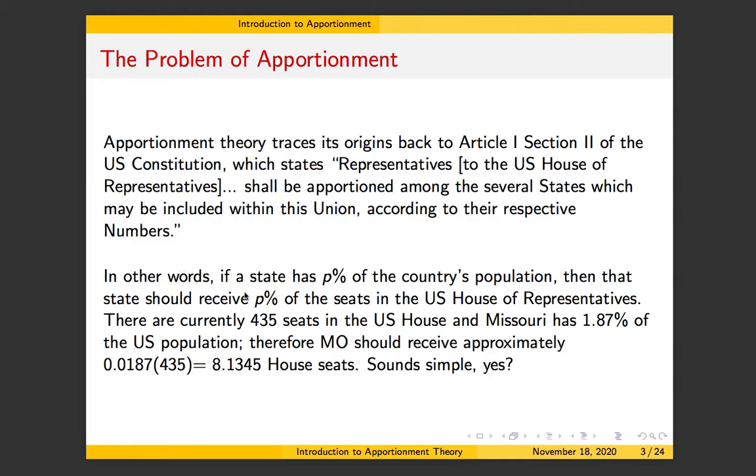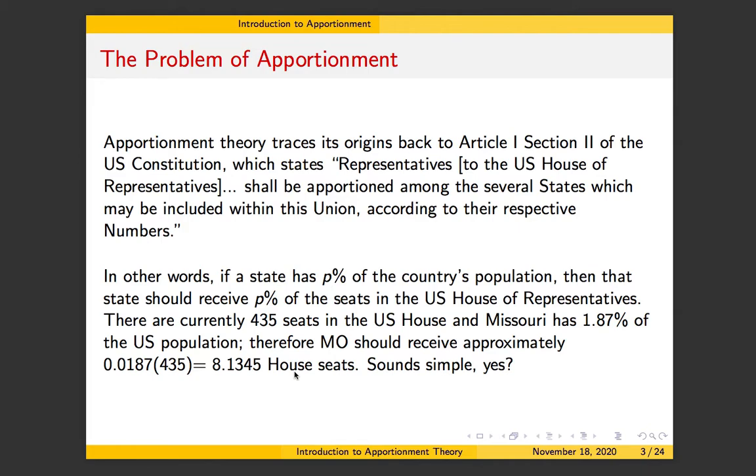So in other words, this is just a fancy 18th century way of saying if a state has P% of the country's population, that state should receive P% of seats in the U.S. House of Representatives. So there are 435 seats in the U.S. House. Missouri has 1.87% of the U.S. population. Therefore, Missouri is entitled to 1.87% of 435, which is 8.1345. That's how many House seats Missouri should get.